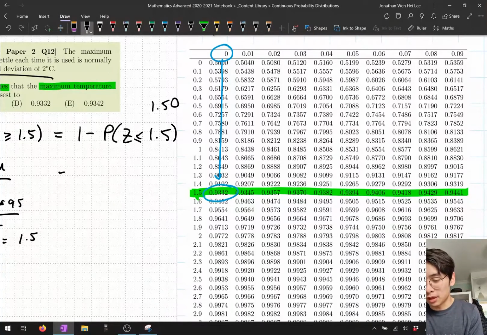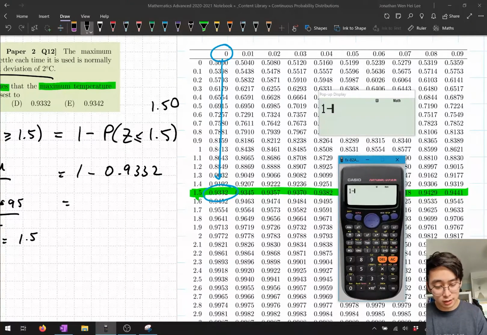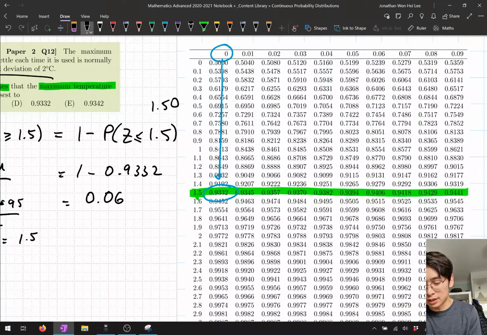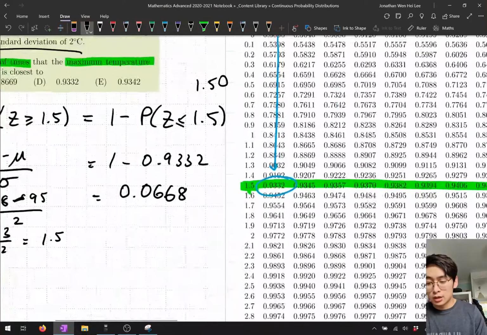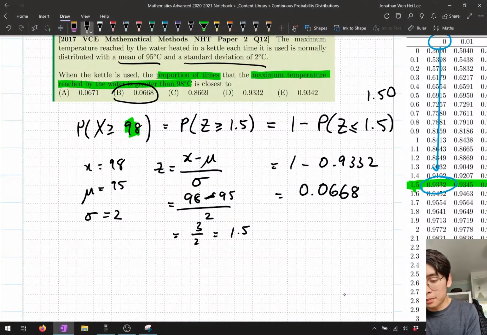So here, this is the probability of 1 minus 0.9332. I can check that in my calculator. 1 minus 0.9332, and we get 0.0668. So here, what we have is that we get answer B.